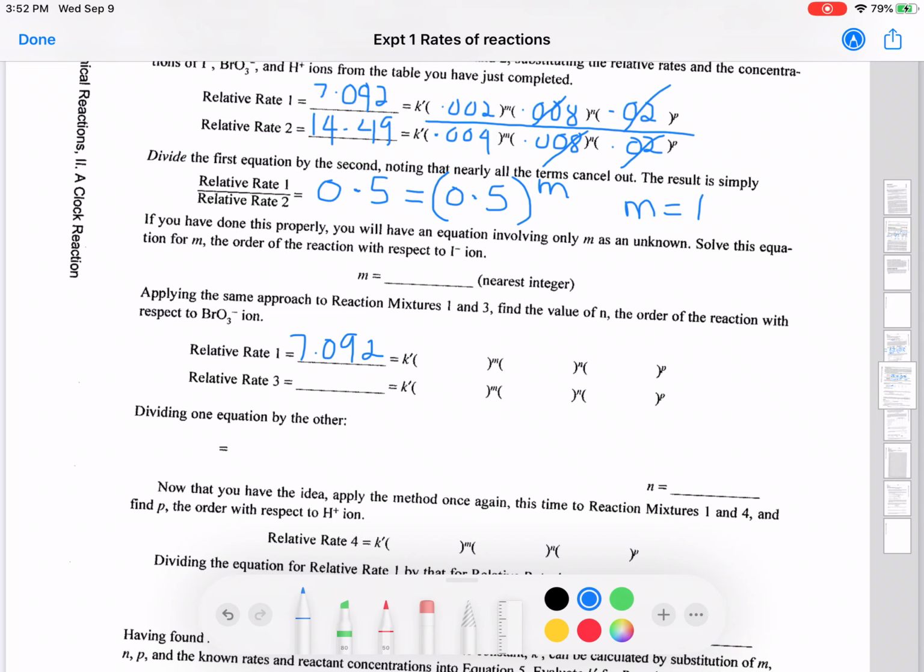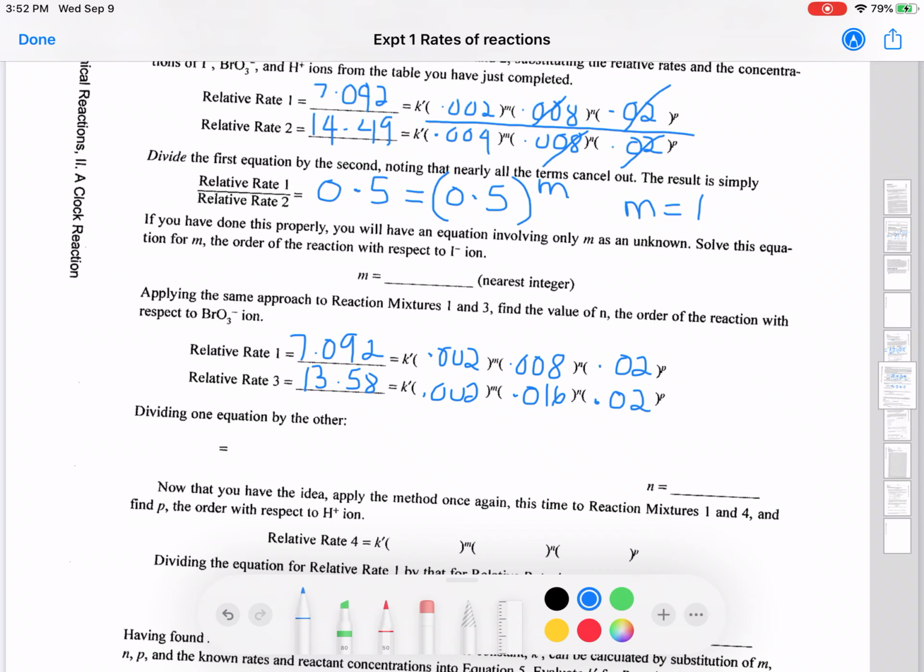And then the relative rate 3 is 13.58. Then you're going to write down the concentration terms for reaction 1 and 3. 0.02, and then you have 0.008, then you have 0.02. This is the same 0.02. This would be 0.016 and 0.02.